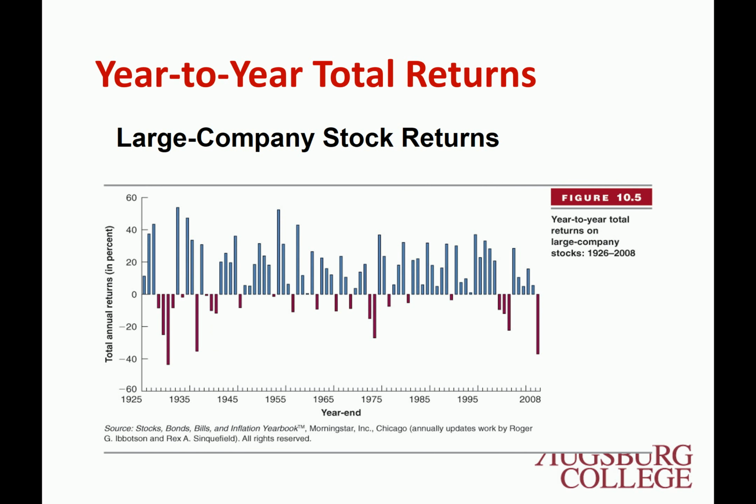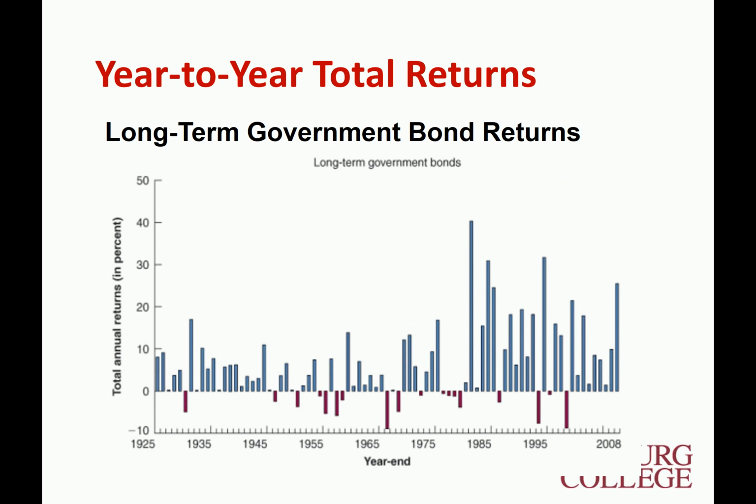So this is the bar graph for large company stock returns, year to year. If you look here, this is the negative ones and the positive ones. You have more positive, but you have some negative ones too, right? And the range is nearly 40 to 60%. Compared with long-term government bonds, which are less risky than large cap stock, you have fewer negatives, and the range is a lot narrower, so it's less volatile. But in fact, you can also expect a lower return.